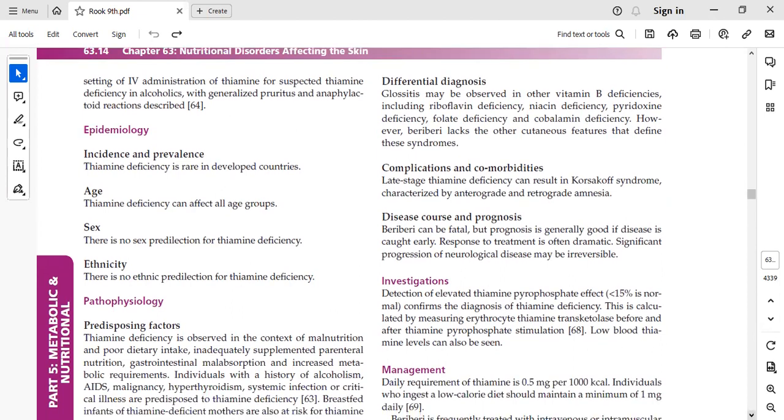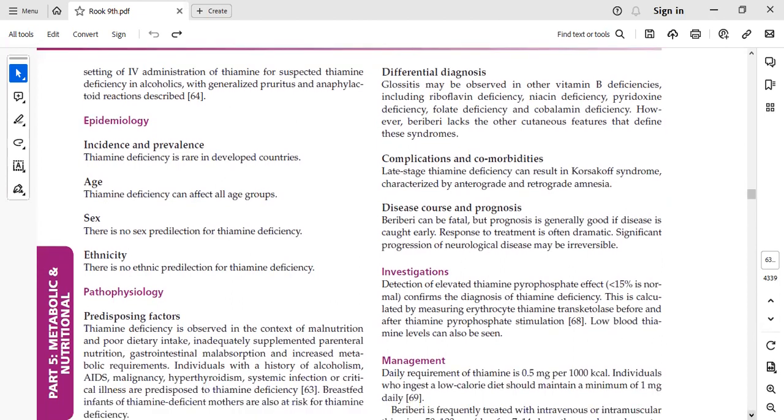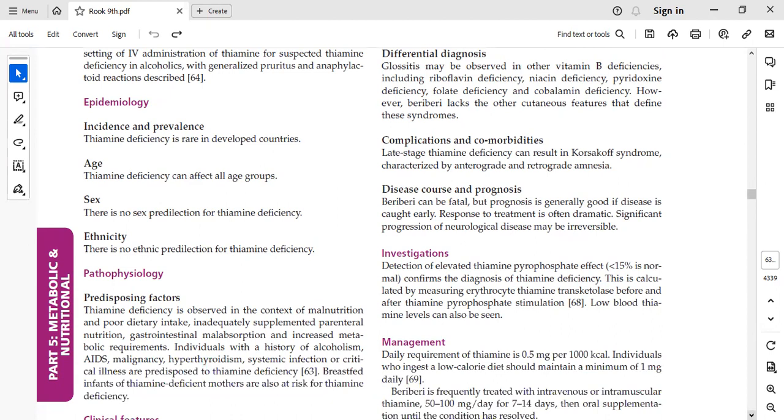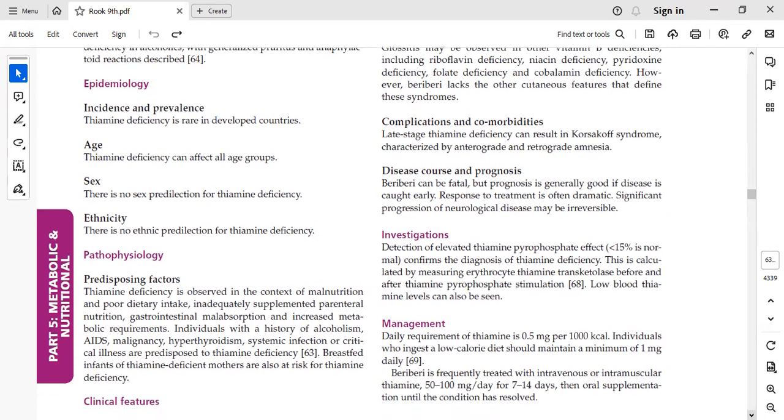Regarding epidemiology, thiamine deficiency is rare in developed countries. It is more common in underdeveloped countries because of poverty and decreased nutritional intake. And there's no age, sex, or ethnic predilection. It can occur in all age groups, and it can happen in males and females in equal proportion.